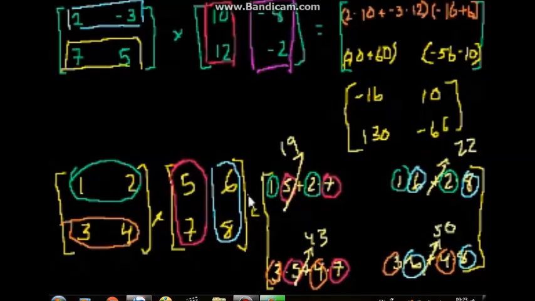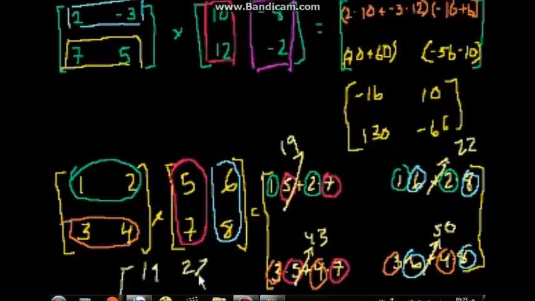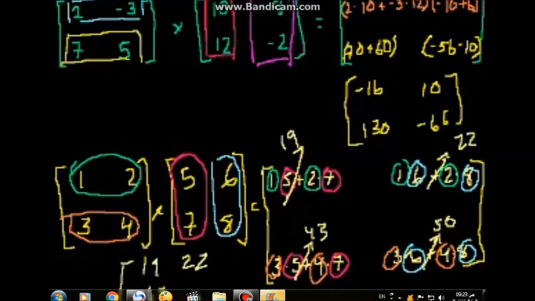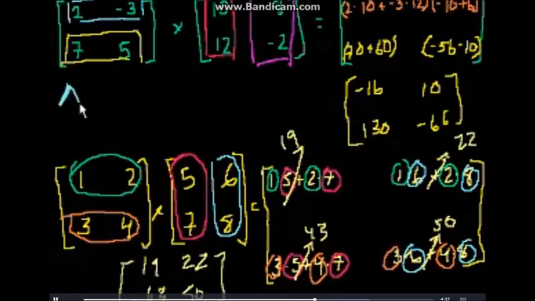So now the product matrix, if I just write it neatly, is 19, 22, 43, and 50. Now let me ask you a question. When we did matrix addition, we learned that if I had two matrices, it didn't matter what order we added them in.